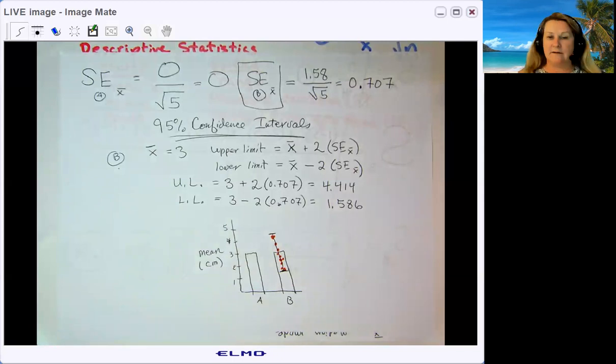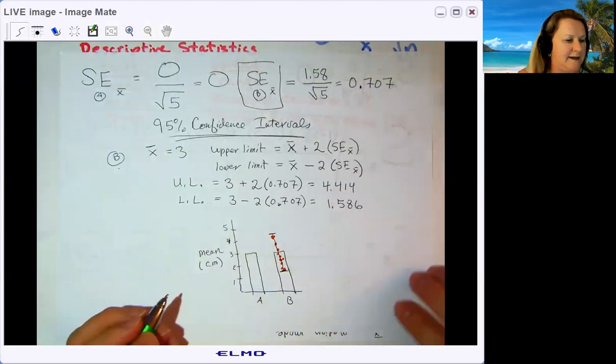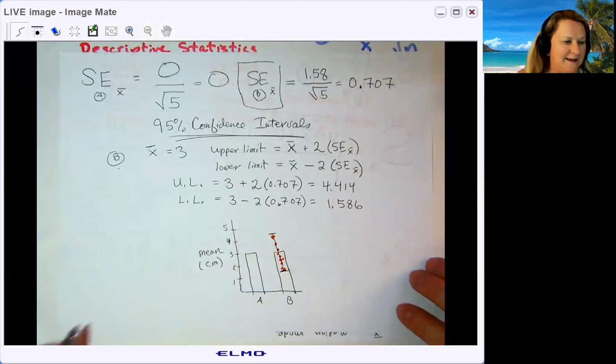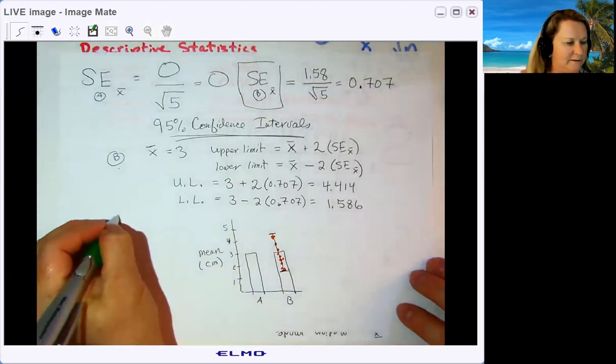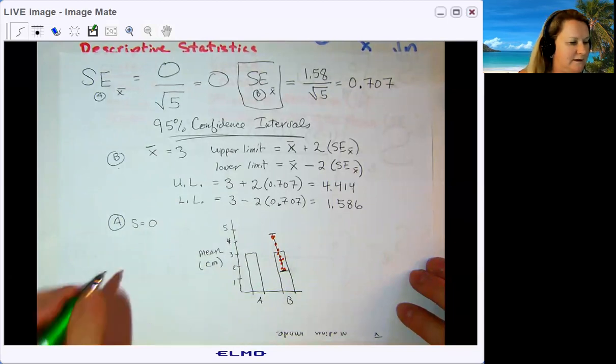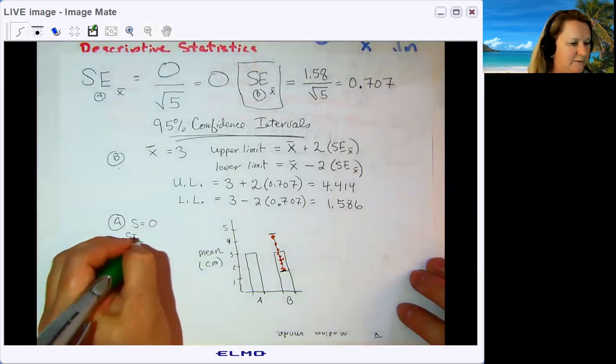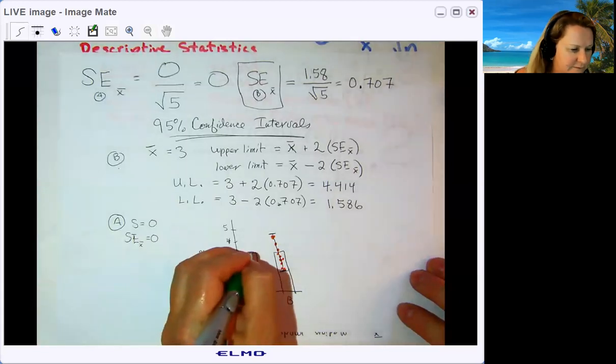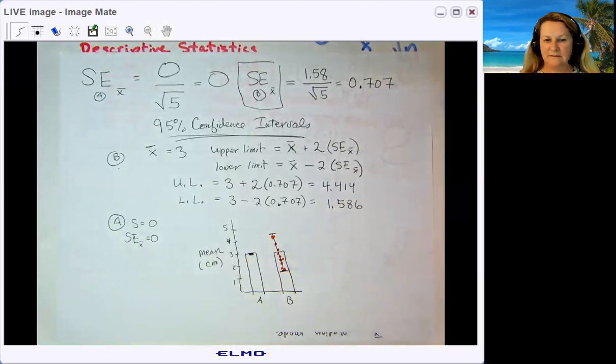Okay, now for data set A, if you remember, let's just write A over here, the standard deviation was 0. And since standard error of the mean is standard deviation divided by the square root of n, the standard error of the mean would also be 0. So the upper limit and the lower limit of the 95% confidence interval would be the same as the mean, right on 3. Okay, now let's talk about what that means. In data set A, there basically is no confidence interval. It's right on top of the mean.